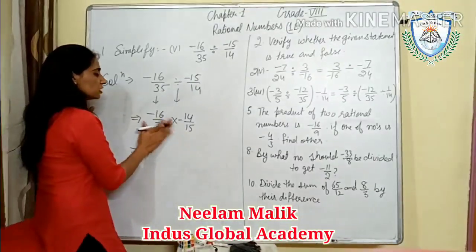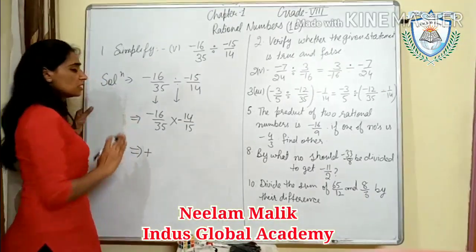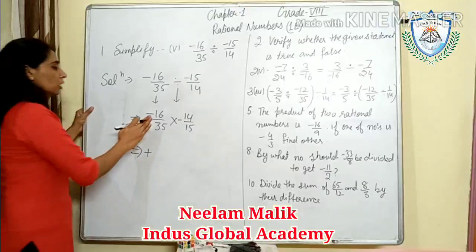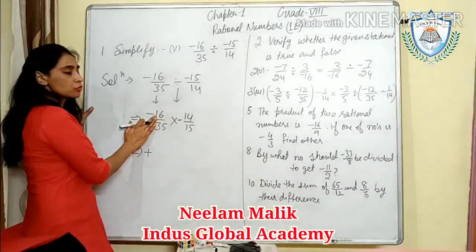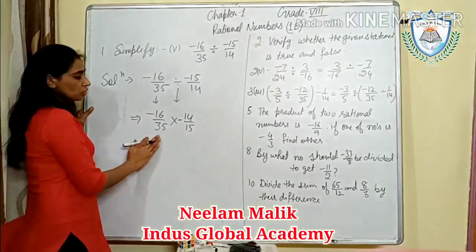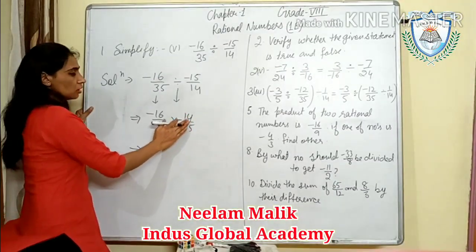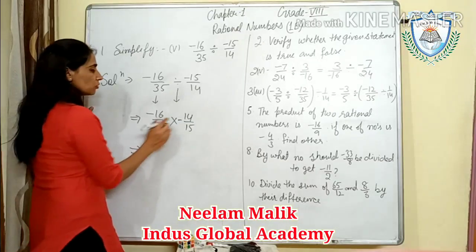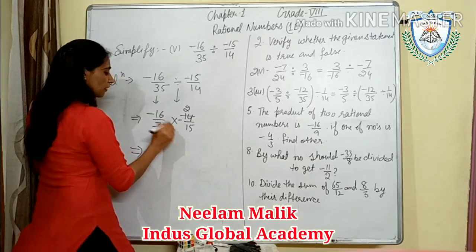If these numbers can be cut by any common table, you can cancel. Otherwise, you can just multiply them. Look at the 16. 16 comes in the table of 2 and 4, but these are not coming. Now here 14 comes in the table of 2 and 7. So this is also coming in the table of 7: 7 2s are 14, 7 5s are 35.